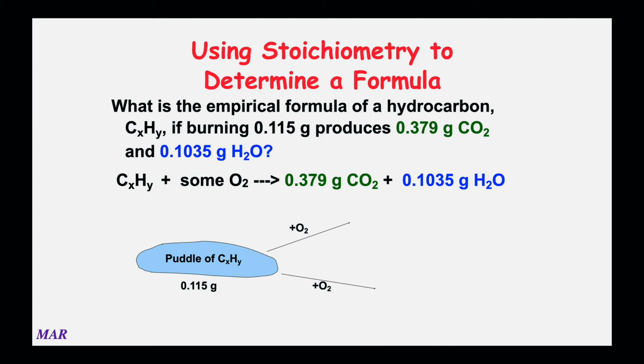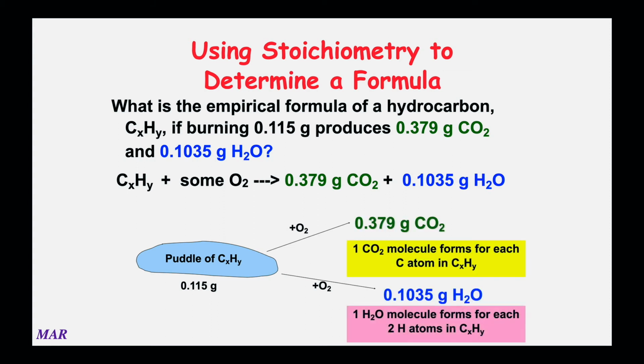Let's say that we have just this random hydrocarbon, and a lot of them are kind of oily liquids. That's why it says puddle. But anyway, it's kind of a silly joke. We're going to take that puddle, we're going to burn it in O2. And in this particular example, you end up with 0.379 grams of CO2 and 0.1035 grams of water.